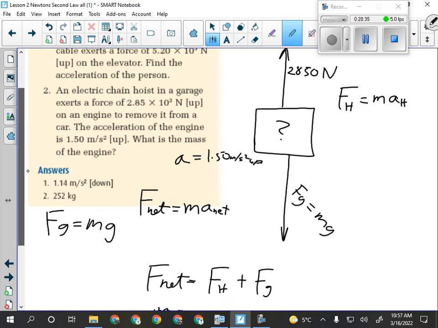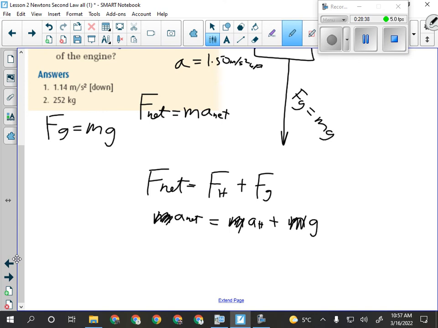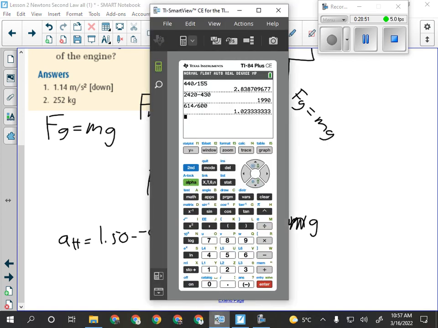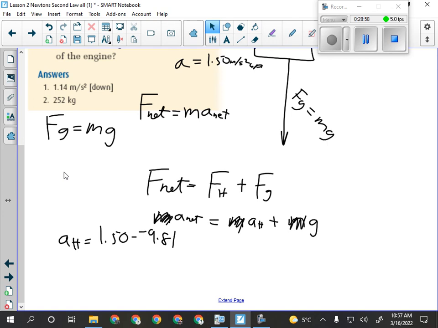All right, so with this one then, I'll take my net acceleration, and I'll look for the acceleration of the hoist. So that'll be 1.5 minus negative 9.81. That's my net acceleration minus the acceleration due to gravity. So 1.5 minus negative 9.81 gives us 11.31 meters per second squared. So if there was no gravity, that hoist could accelerate the engine at 11.31 meters per second squared.